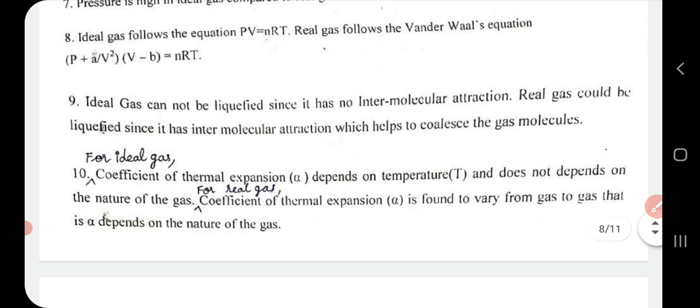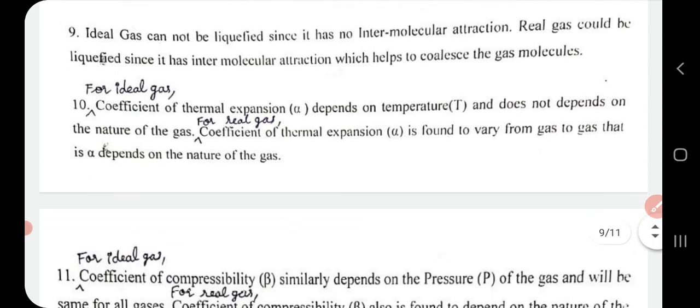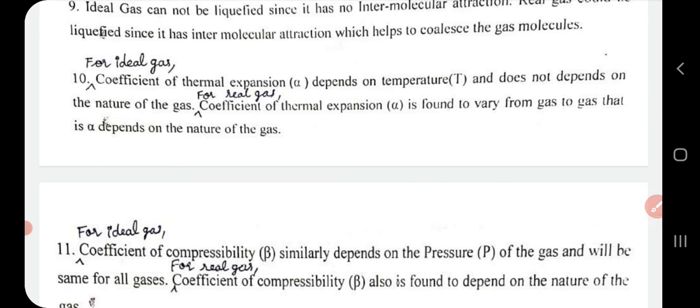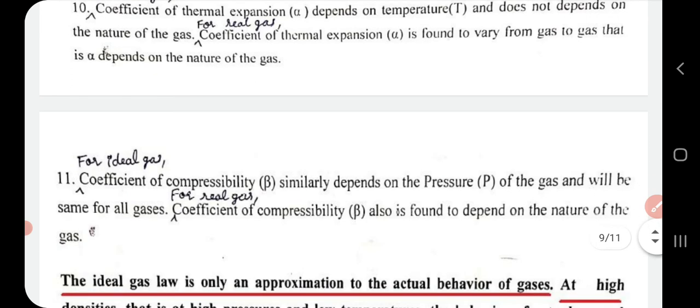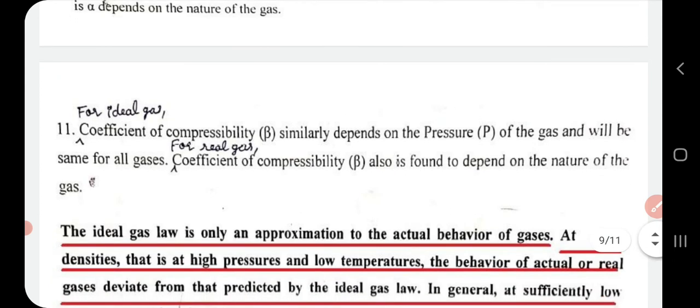Now, what about the coefficient of thermal expansion alpha? For ideal gas, this alpha depends on temperature and it does not depend on the nature of gas. But for real gas, this alpha will be different for different gases, and it depends on the nature of gas. It will be just the reverse in the case of real gas. Now, what about the coefficient of compressibility beta? For ideal gas, it depends on pressure and it will be the same for all gases, but for real gases, it is found to depend on the nature of gas.